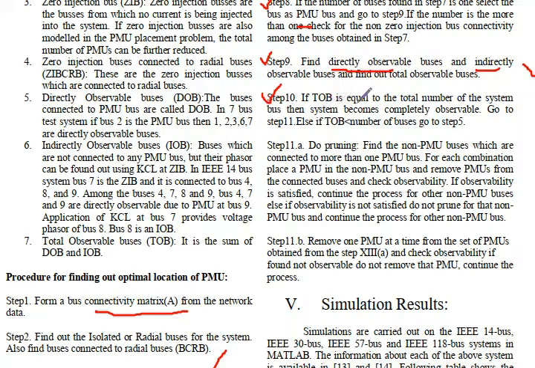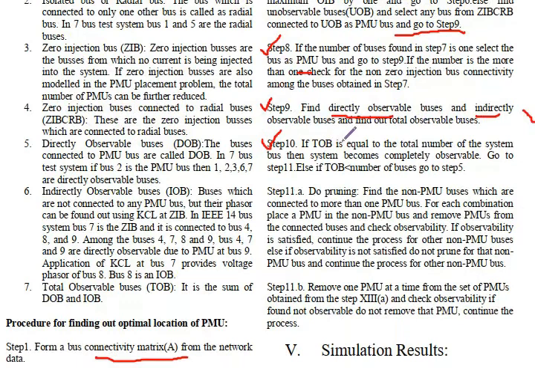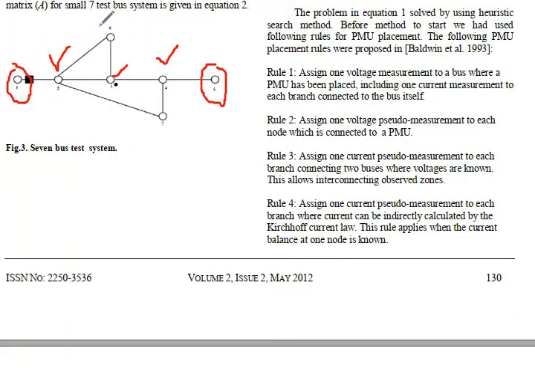If the total observability index is equal to the total number of system buses. Total observability means that if all the buses are observable, then the total observability of the system should be 7, as the total number of buses is 7. So if the total observability is equal to the number of buses in the system, then the system is completely observable.